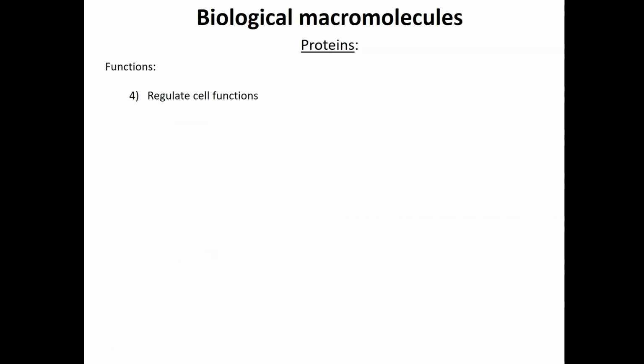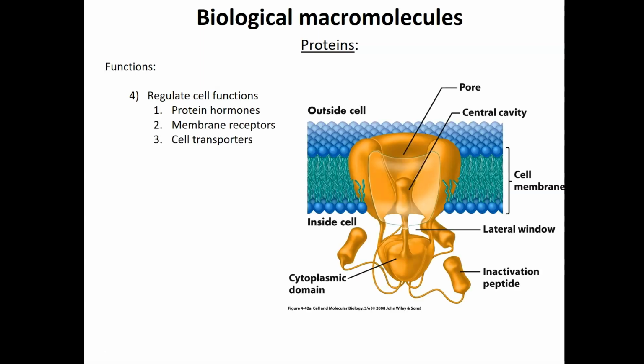Fourth role of proteins is in regulating cell function. So within this, we have everything from protein hormones to different cell surface receptors that can be responding to the extracellular environment and initiating a signaling cascade within the cell. We'll talk more about that later on in the semester.